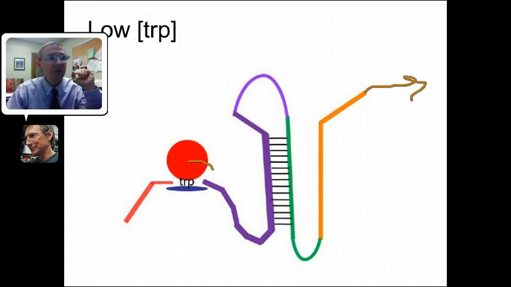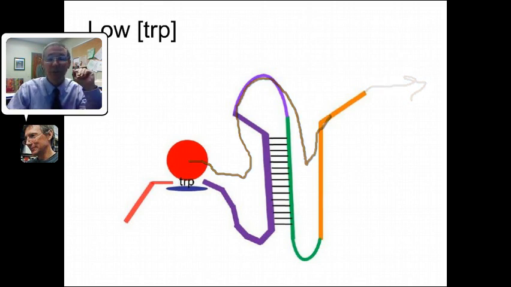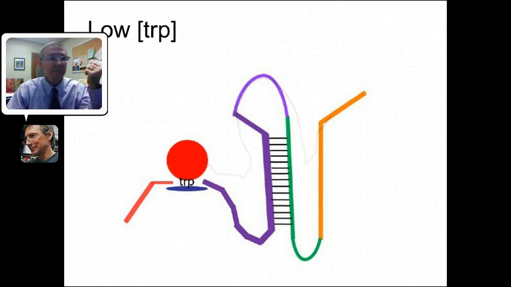Eventually the ribosome gets through here and cruises all along, and eventually it will translate the trp E, D, C, B, and A, the polycistronic messenger that RNA polymerase is going to synthesize. You'll get the enzymes, make more tryptophan, everything is good.